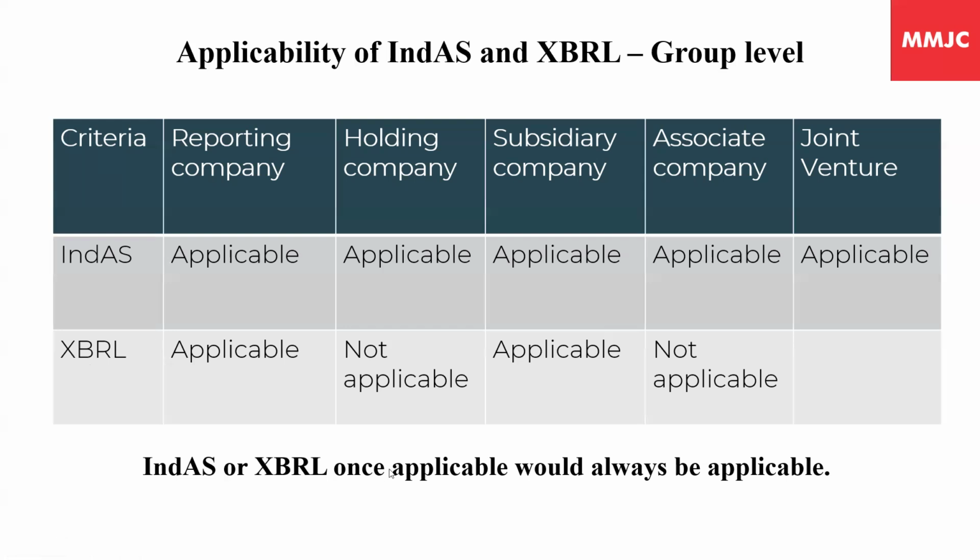Now that we've explained all the factors about applicability, that is Ind AS and XBRL, please also explain the third factor, that is nature of business activity of the reporting company.